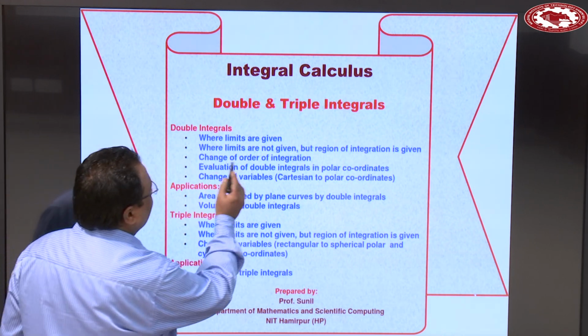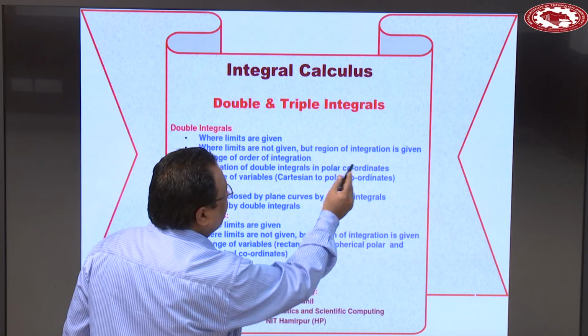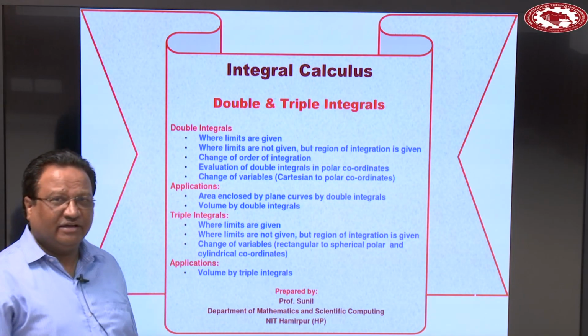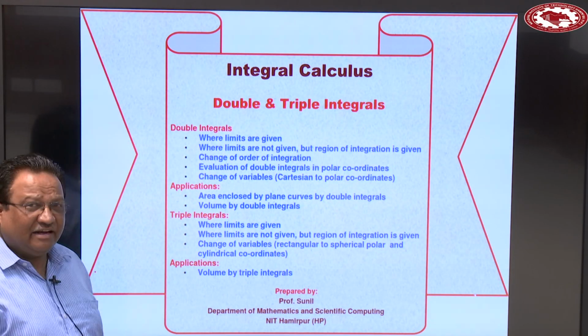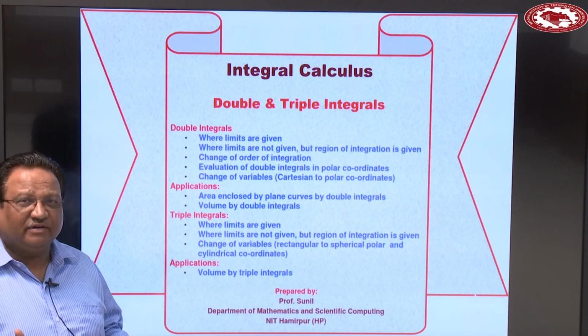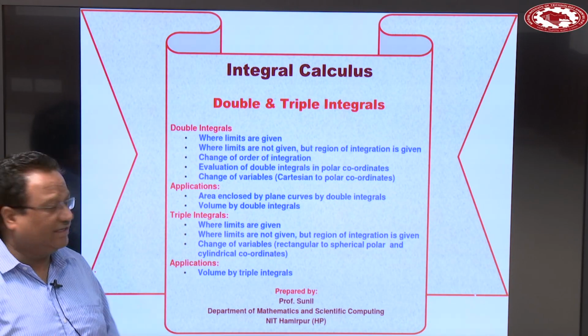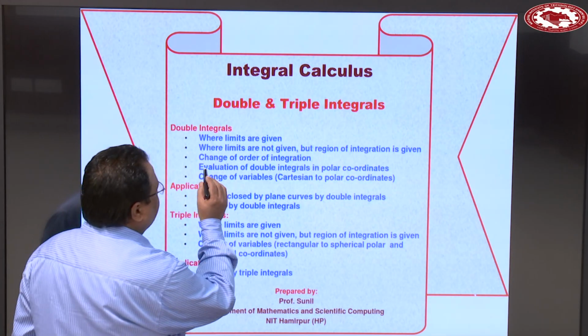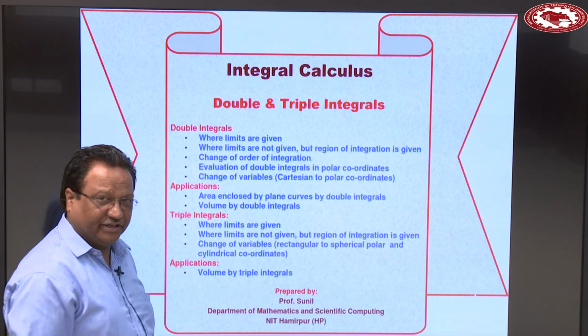Second one is where limits are not given but a region of integration is given. Then change of order of integration.